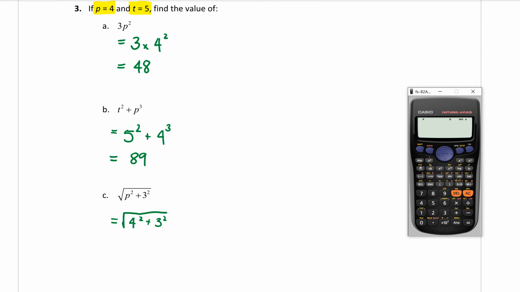So the square root button is underneath our cube button, that one there. And then we press 4, we can press the squared button, plus 3. Press the squared button again. Looks exactly like what I've written down. And I press equals, and that's equal to 5.